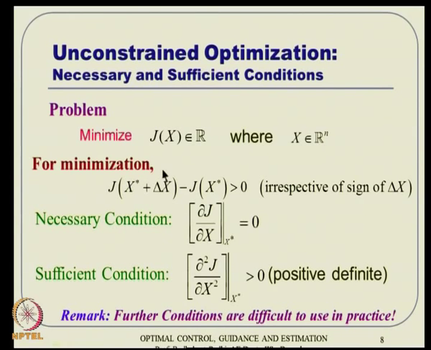For that we put in the Taylor series expansion, and the first term cancels out. The remaining term was sign sensitive, and we want to make it insensitive. That led to the necessary condition that the gradient should be 0, followed by the sufficiency condition that the Hessian matrix evaluated at x star should be positive definite. Further conditions like the third and fourth derivatives are possible, but they are difficult to use in practice unless the problem is a scalar problem. So, we did not bother so much about those aspects.